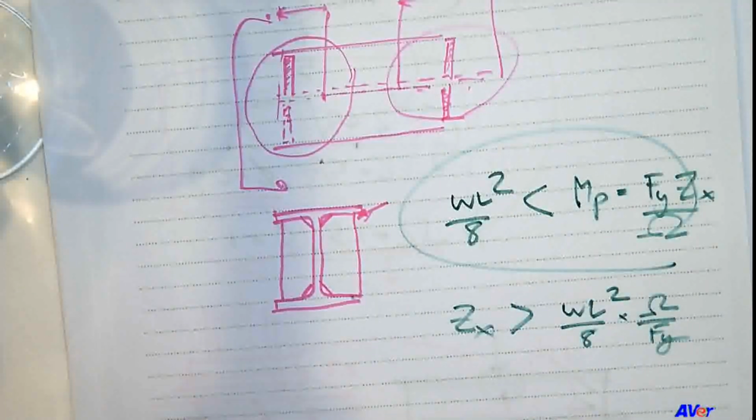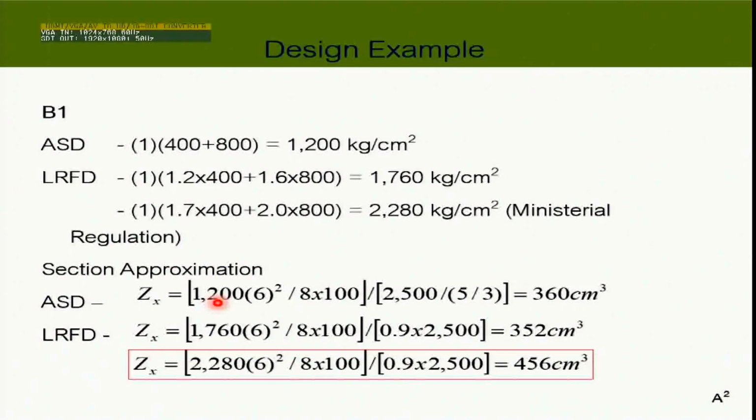We are done here. All right. So that means I can go on. This is the factor of safety and Fy here. Okay. Zx becomes 360. And for LRFD, I got Zx equal to 352. It's pretty much the same, right? So we probably end up using the same section. But if you use that 1.7, 2.0, whoa, it's 456. We should mention that. Okay?